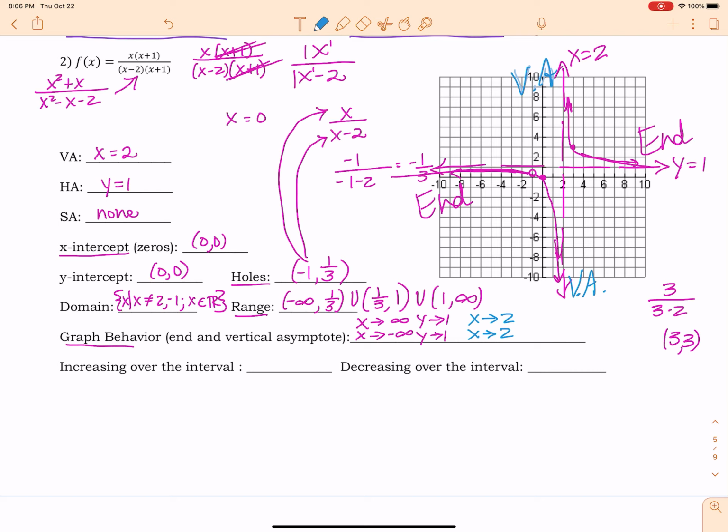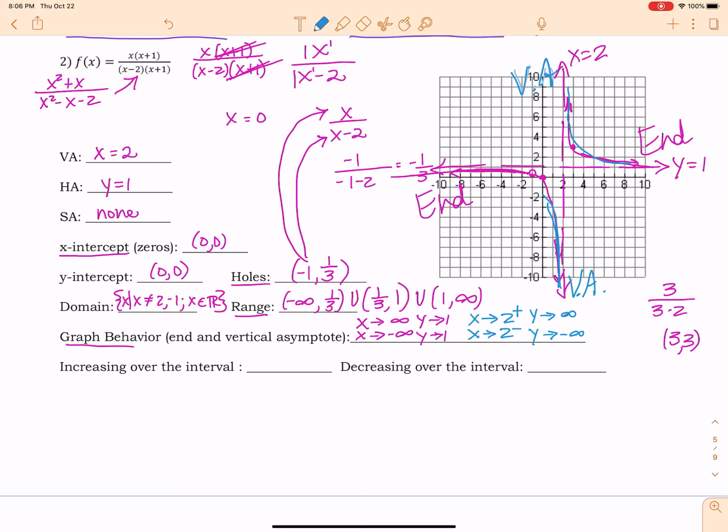So on the positive side, it's approaching 2 and going up to positive infinity. So as it approaches 2 from the positive direction, y approaches positive infinity. On this end, okay, it is approaching 2 from the negative direction, y is approaching negative infinity. That's what that's going to look like.